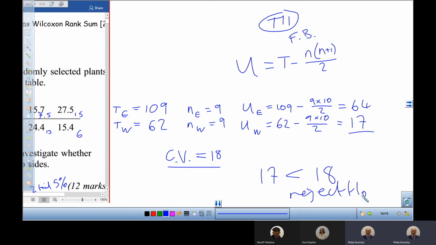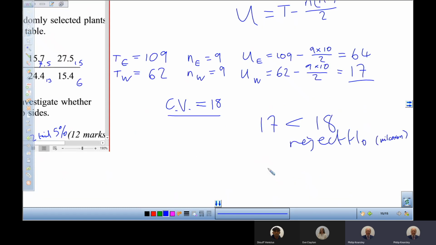The test stat is less than the CV. For this situation, it is a reject instead of accept. In this instance here, there is significant evidence to suggest a difference in median weights of growth or whatever between the two sides of the hill.